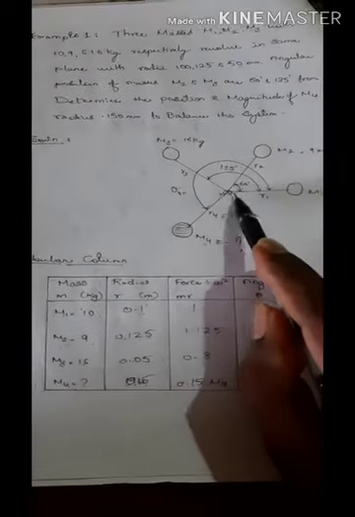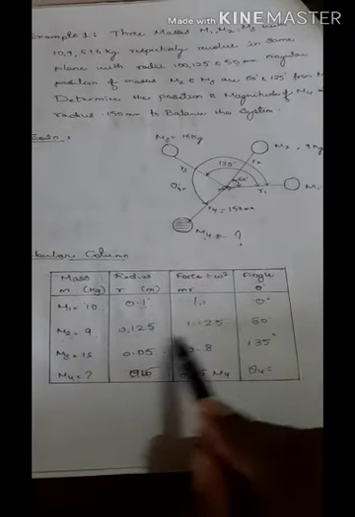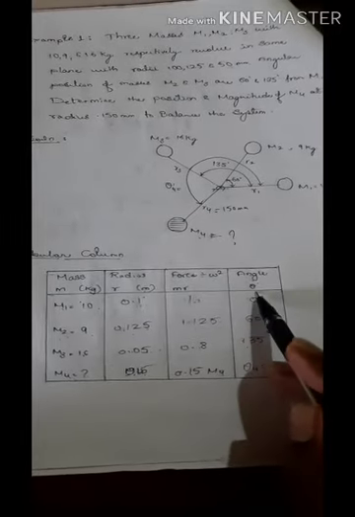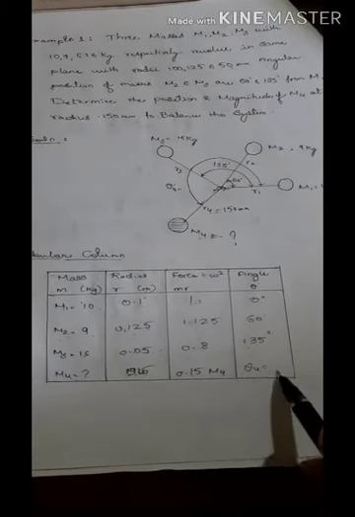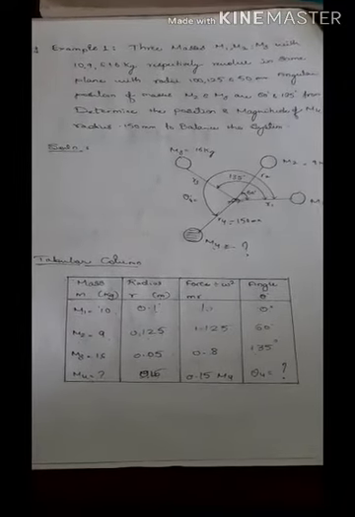And the corresponding angles: since mass 1 is at 0 degrees horizontal, mass 1 is 0 degrees, mass 2 is at 60 degrees from m1, and mass 3 is at 135 degrees from m1, and theta 4 is unknown. We don't know what theta 4 is. So now we will solve this. First we'll solve this by the analytical method, then we'll solve this by the graphical method. So first, the analytical method.